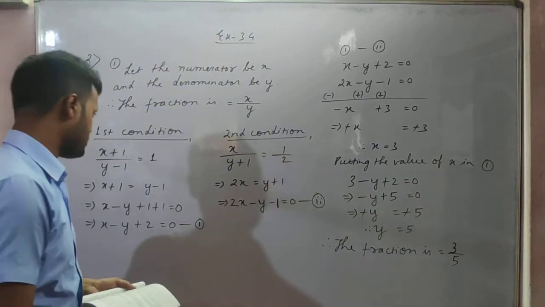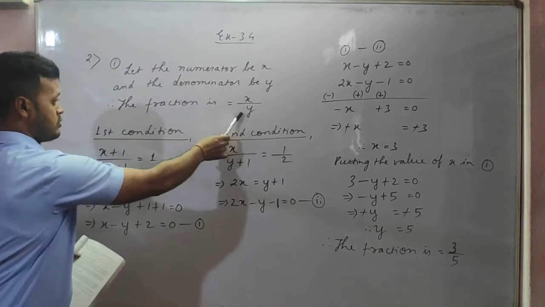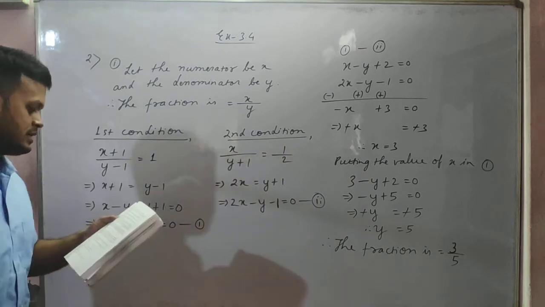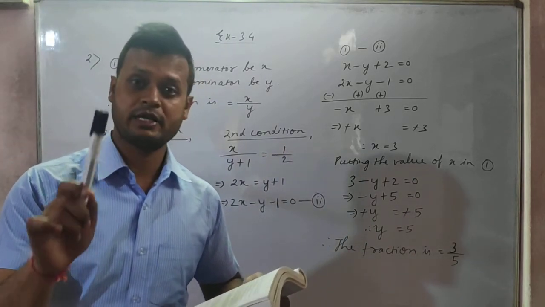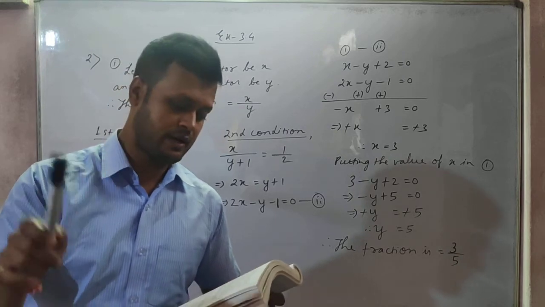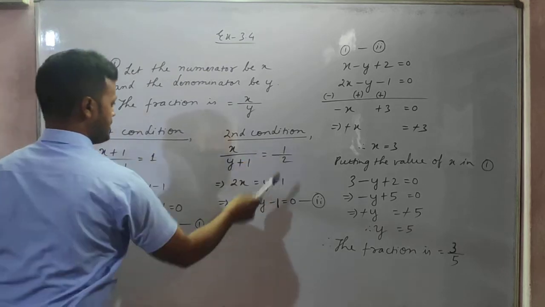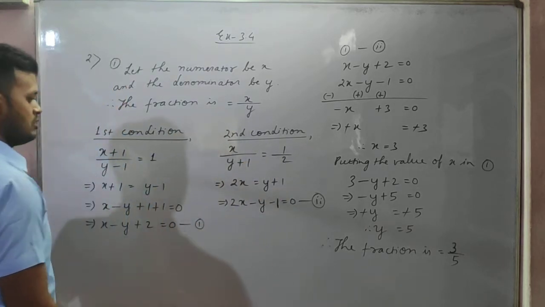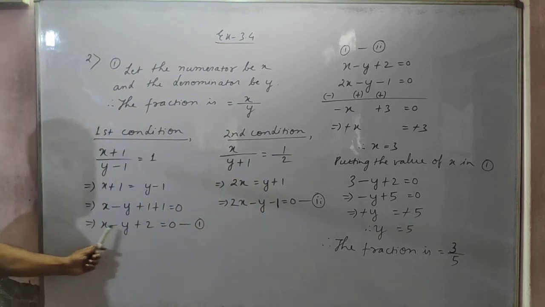Second condition, it becomes 1 by 2 if we add 1 to the denominator. With the denominator if you add 1, students, it becomes 1 by 2. Listen carefully. That means the fraction will become 1 by 2 if we add 1 to the denominator. Now cross multiply. So 2x minus y minus 1 is equal to 0. Mark it number 2.